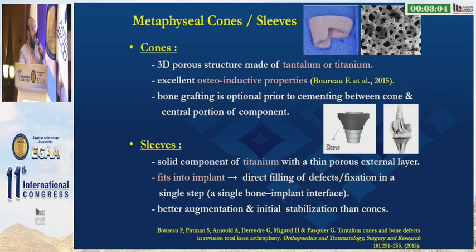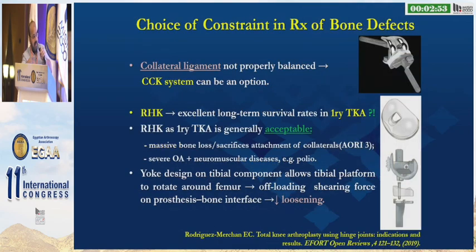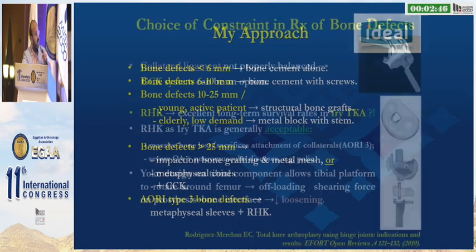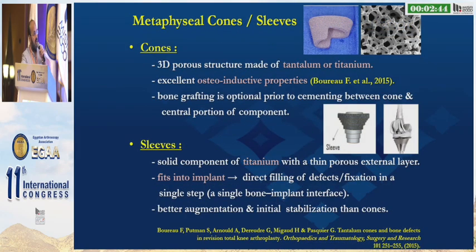So a little bit more information about the difference between the cones and the sleeves. The cones, the whole thing is 3D pore structure made of tantalum or titanium, and in addition to its mechanical and osteoconductive properties, there is decent evidence it has got as well osteoinductive properties. So it acts sort of like cancellous bone.